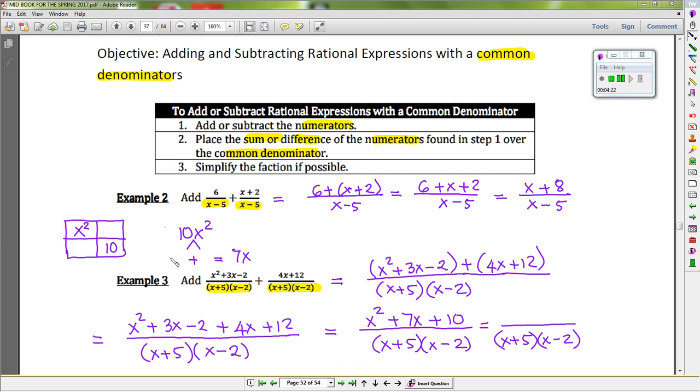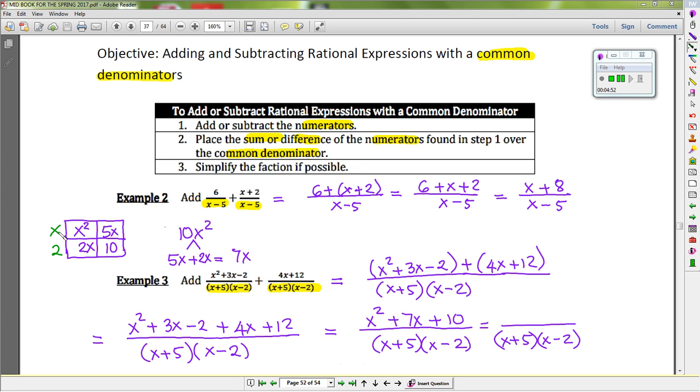So 10 will be 5 times 2, so 5x times 2x. And if you add them up, that will give you 7x. So we'll put 5x and 2x. Next, I'm going to find the greatest common factor for each row. Let's look at the first row, x squared and 5x. The greatest common factor is x. For 2x and 10, the greatest common factor is 2.